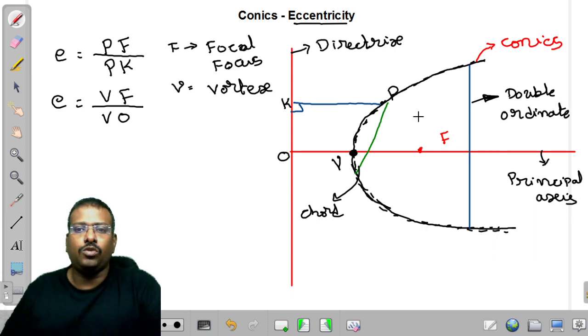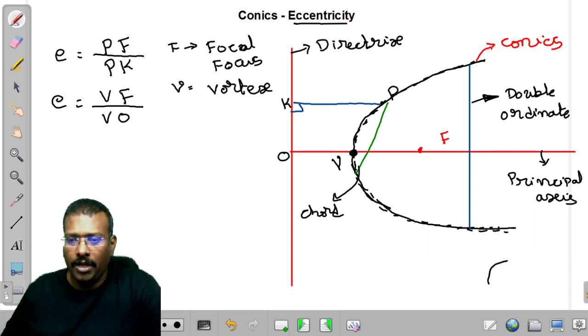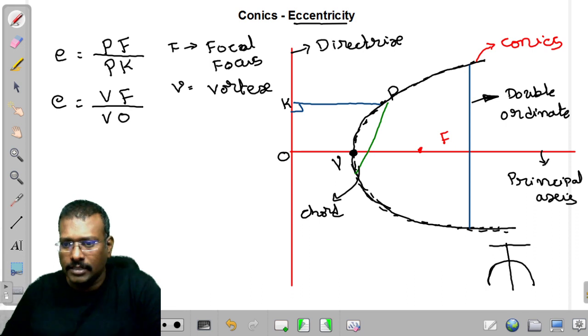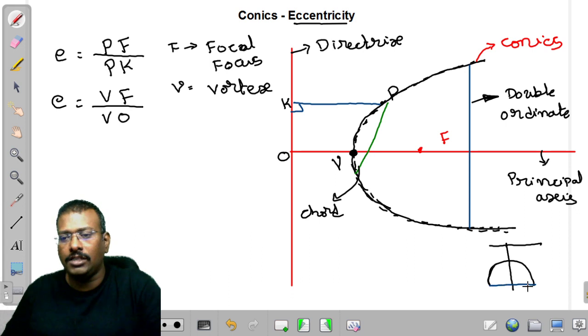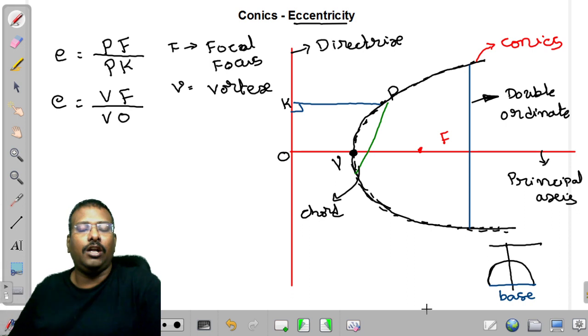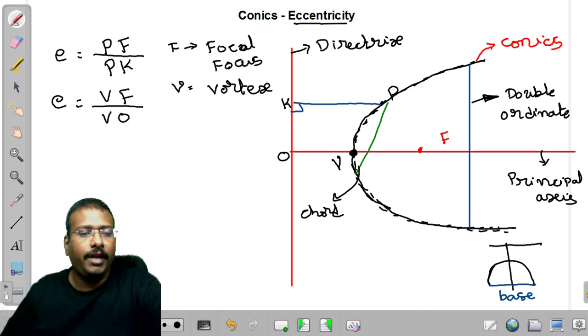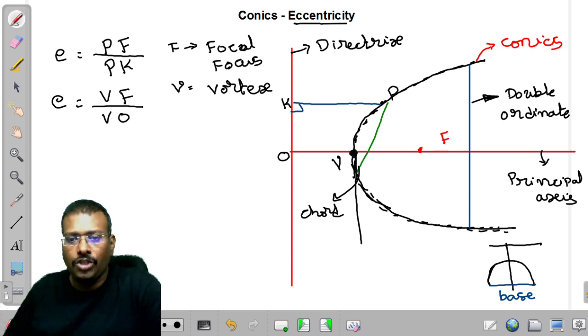And once if you consider a parabola, normally we will consider like this. In this case, this is the axis and here it is the directrix. In this case, this particular double ordinate is also considered as the base. And what about the perpendicular distance between the double ordinate and the vertex axis? This one is called abscissa.